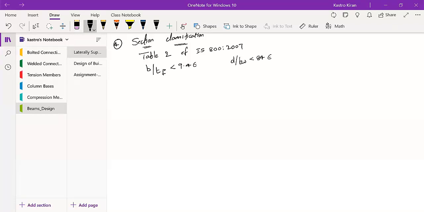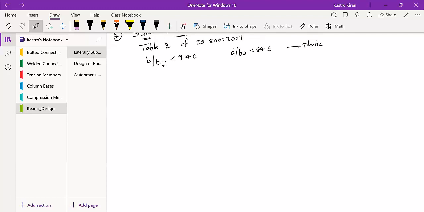If these two conditions are satisfied, that is b/tf less than 9.4 epsilon and d/tw less than 84 epsilon, then the section is termed as a plastic section. Remember, most of the time beams will fall under the plastic category. That's the reason why I'm directly taking this one. So here, what is the value of b? The b value is taken as half of the width of the flange, right? So half of the width of the flange will be 190 upon 2.